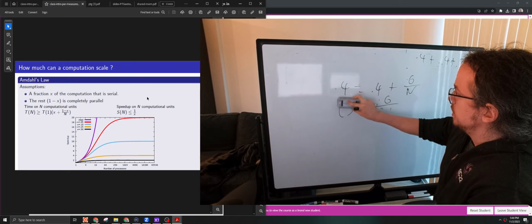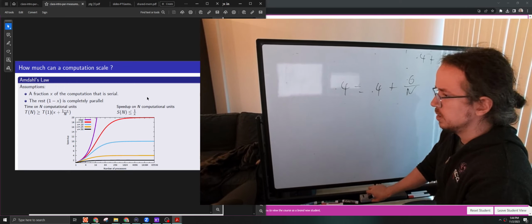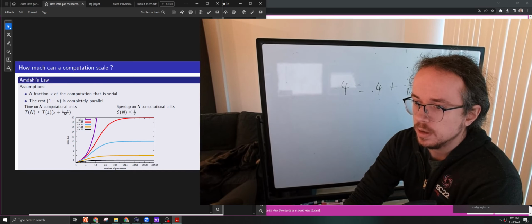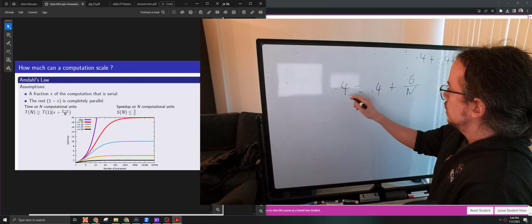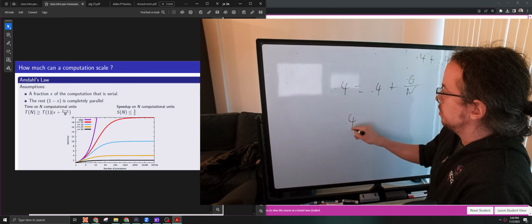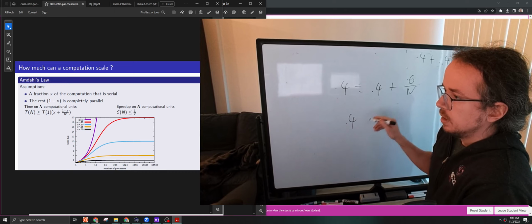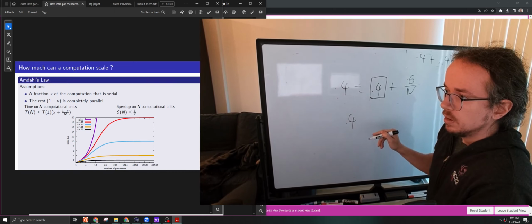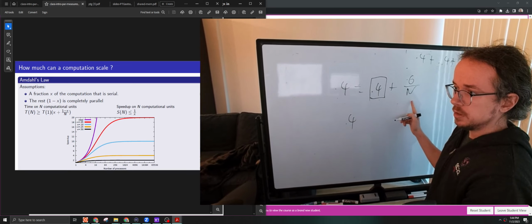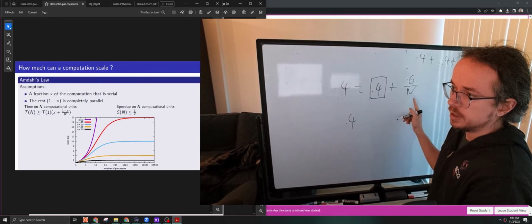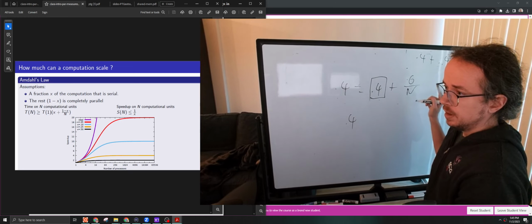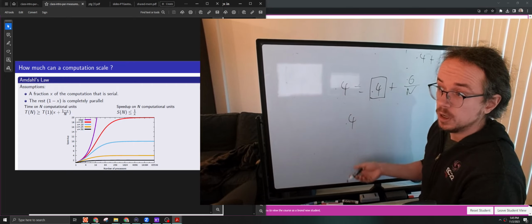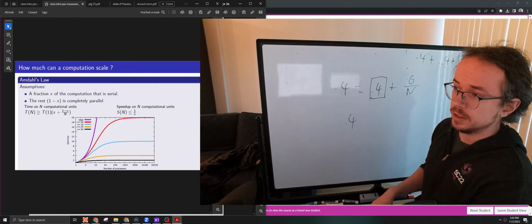Well, let's think about it in practice. Why is it impossible? We're saying we want the total runtime to be 0.4, but the sequential time is already 0.4. Plus, we have to do the parallel time. And no matter how much you break up a chunk of time, it's never going to take 0 time. So the answer to this is it's impossible. There's no solution. There's no way to get this much speed up.